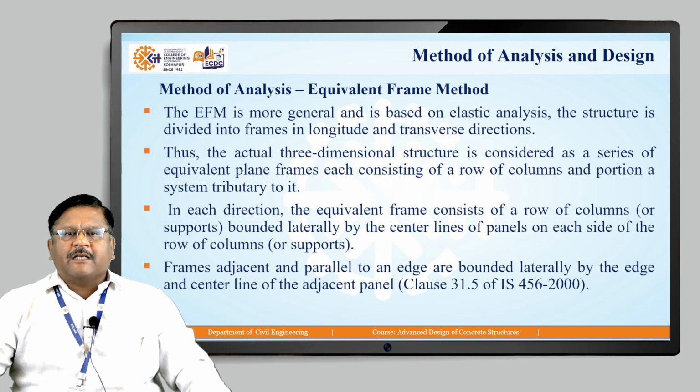In each direction, the equivalent frame consists of a row of columns or supports bounded laterally by the center line of panels on each side of the row of the columns or supports. The frames adjacent and parallel to the edge are bounded laterally by the edge and the center line of the adjacent panel, as per clause number 31.5 of IS 456-2000.